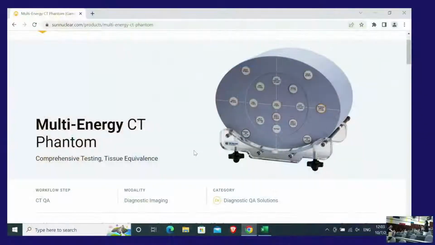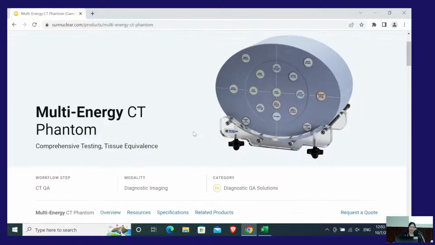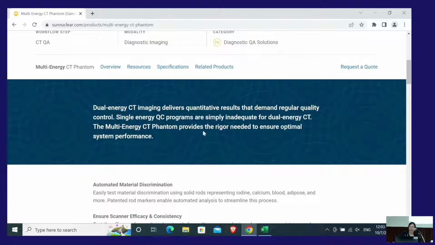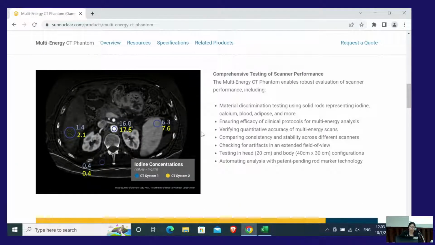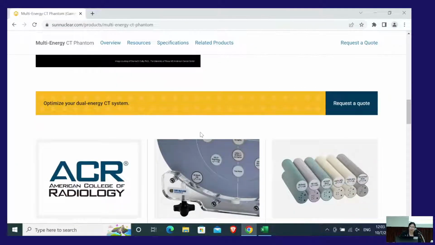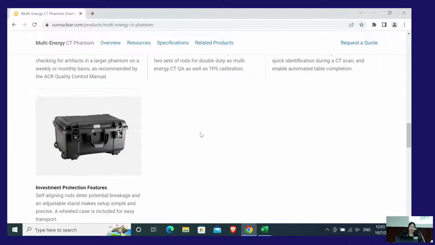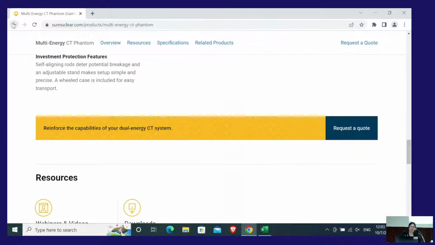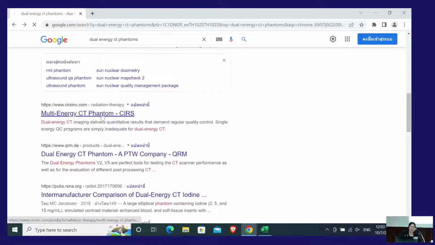So here's this from Gammex. This is what Sam's talking about. This is the one they have. Do you have that? Yeah. Okay, good. So then you can use it. Yep, that's great. It gives you all the information and tells you what to do. That's all real good. And then the other one was CIRS.